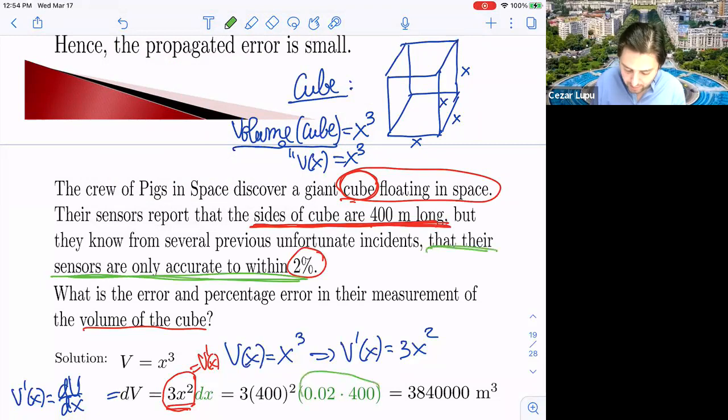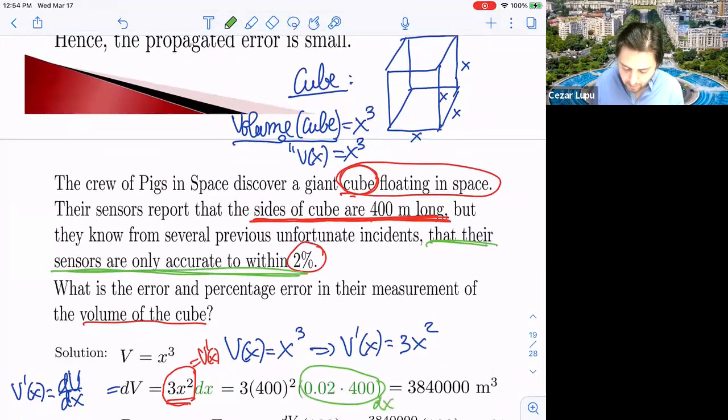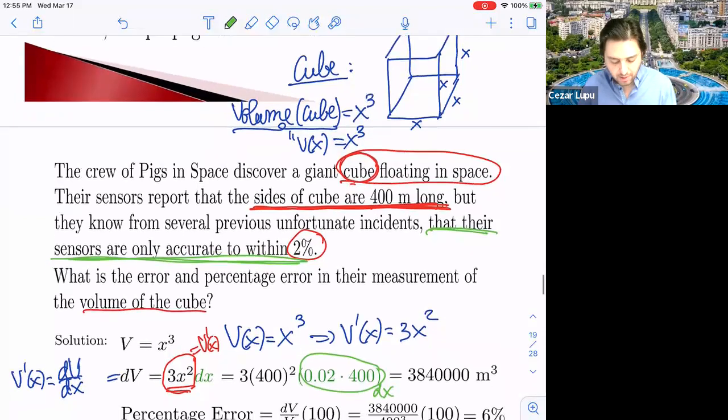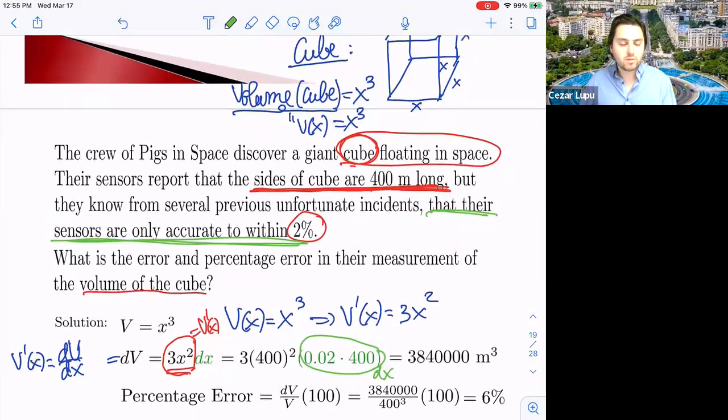This guy will be dx. So this thing here is dx. And now by just doing algebra, this will give you 3,840,000 meters cubed, right? 348, anyway, 384, sorry. And now the percentage error, you just need to divide by V and multiply by 100.